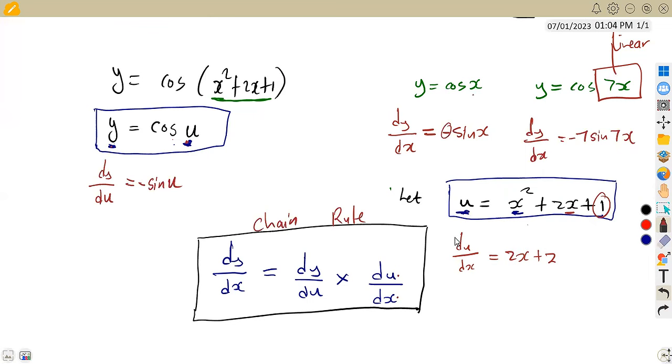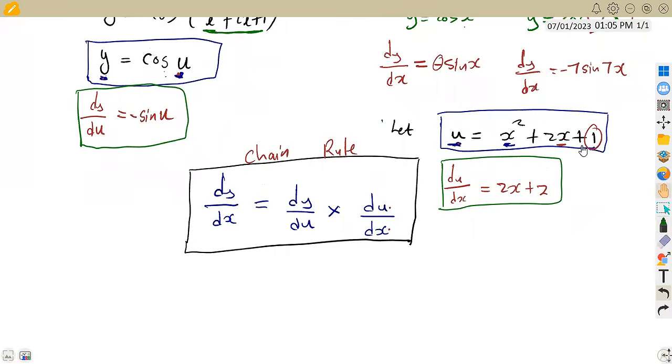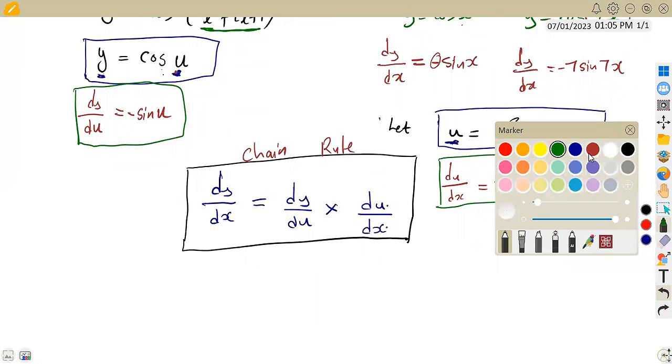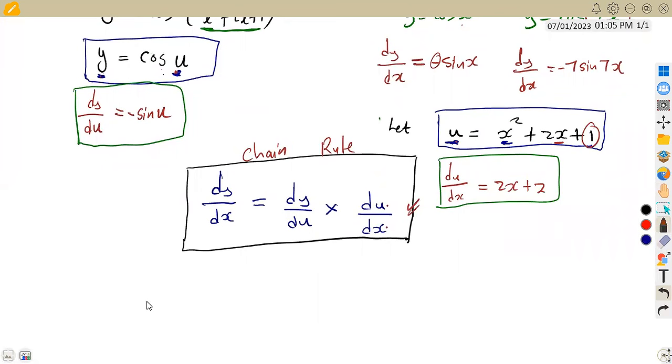So meaning to say these are the ones that we are going to substitute into the formula: this part du/dx, and the part of dy/du in this part. That is the one that we need in the formula now. So let us take this into the formula and see what we're going to have at the end. From our formula of the chain rule, it states that the derivative of y with respect to x is going to be determined from dy/du, in this case a negative sine of u, times du/dx, that is the derivative of u with respect to x. Here du/dx is 2x plus 2. So we're going to have 2x plus 2 in this case.